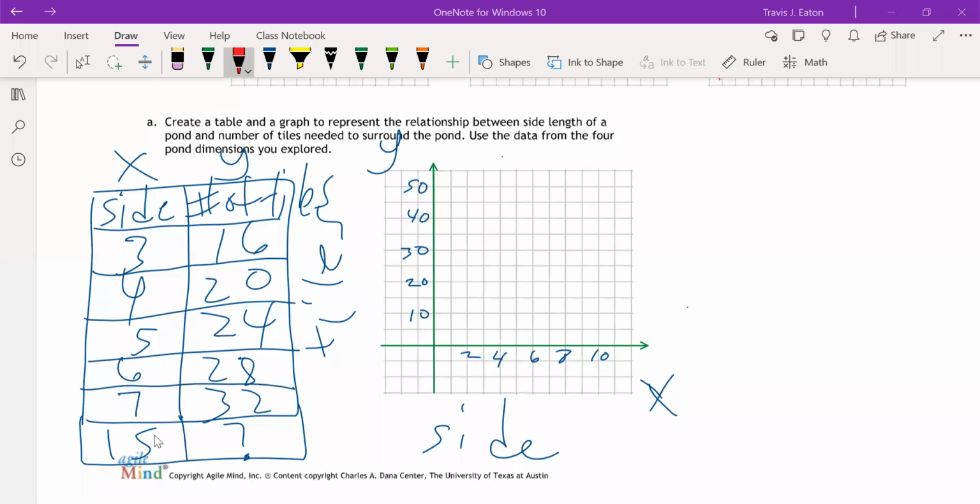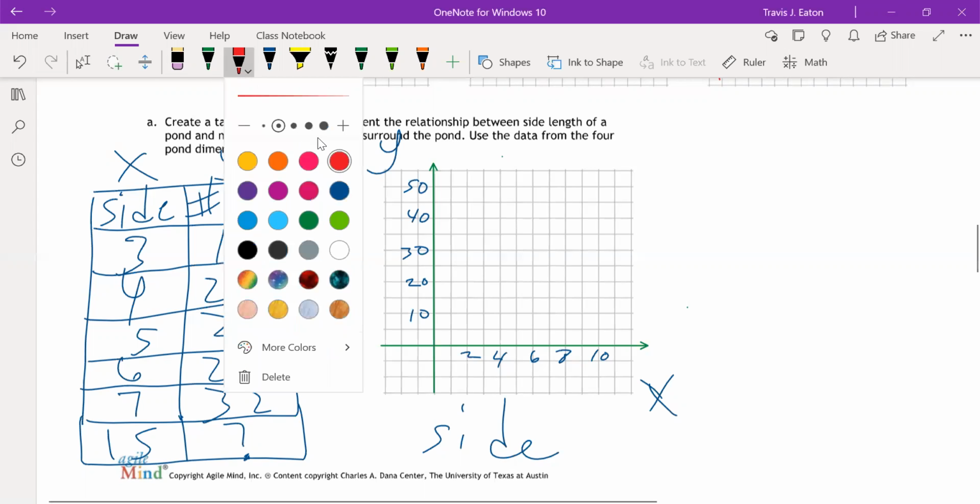And then I jumped up to 15. What if there were 15? What if 15 was the side length of our pond? How many tiles would it take? And that's kind of where we left off. So today, let's take a look at this. And first of all, we're going to graph this data.